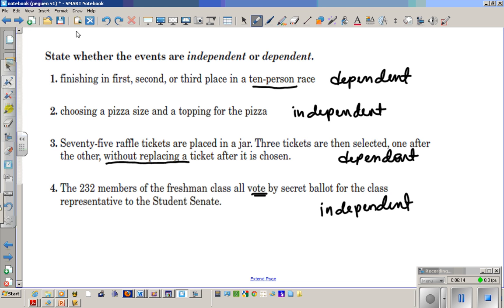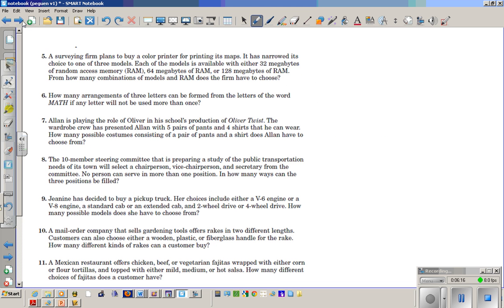All right. Let's go ahead and try some more examples, 5 to 11 on the worksheet. Take a look at number 5. It says the surveying firm plans to buy a color printer for printing its maps. It has narrowed its choice to one of 3 models. Each of the models is available either in 32 megabyte, 64 megs, or 128 megs. How many combinations of RAM does the firm have to choose from?